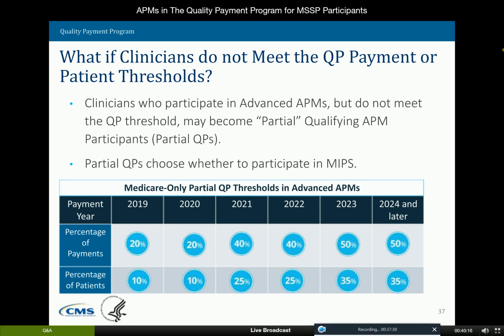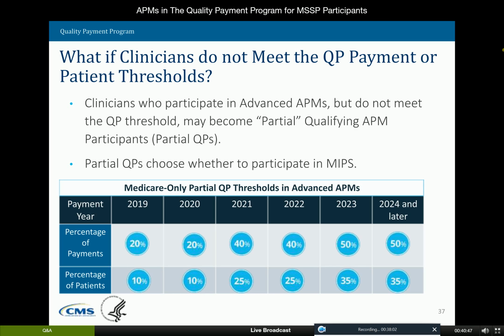I won't spend too much time on this, but there's this component of partial QPs. There's a little space in these thresholds beneath the QP thresholds that we looked at where someone can be a partial QP. They didn't quite make it to that QP status, so they won't get that 5% incentive payment. However, partial QPs still get a little recognition for being an advanced APM.